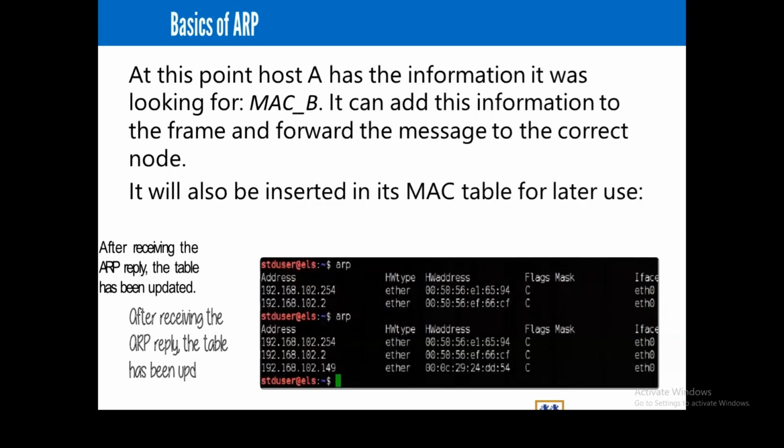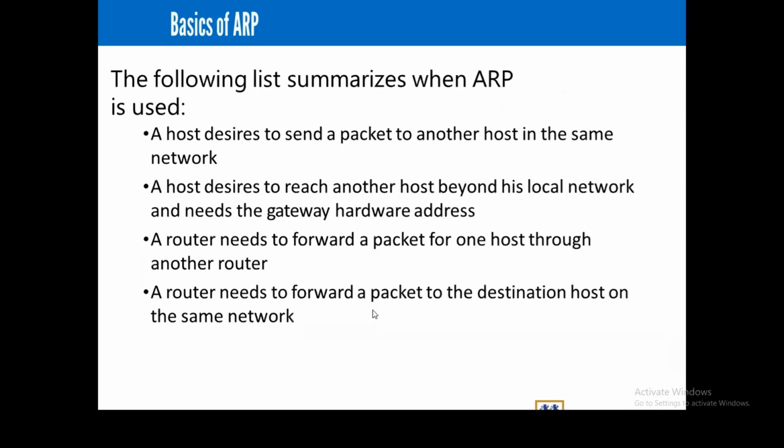So let's look at the basic ARP. At this point, host A has the information it was looking for, MAC_B. You can add this information to the frame and forward the message to the correct node. It will also be inserted in its ARP table for later use. As you can see how this is being displayed, it's dynamic. It keeps changing depending on the traffic.